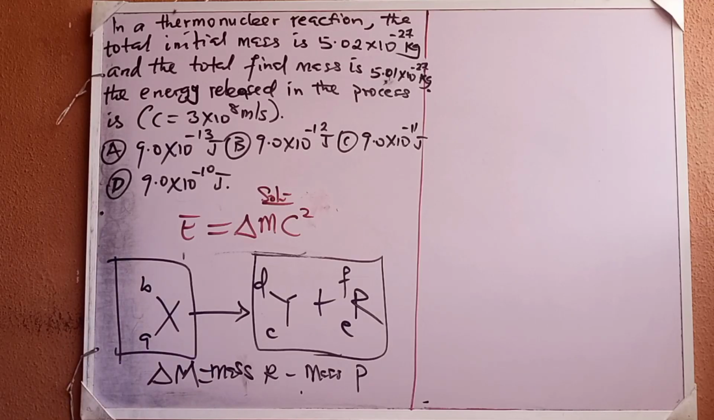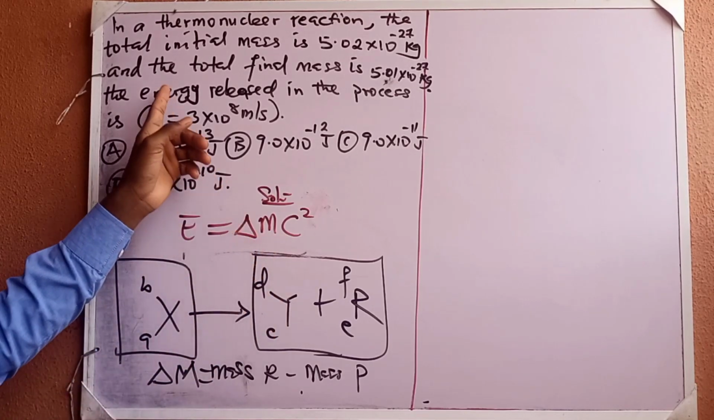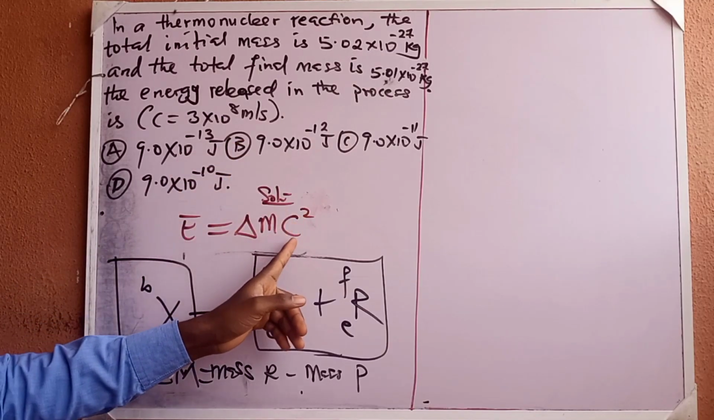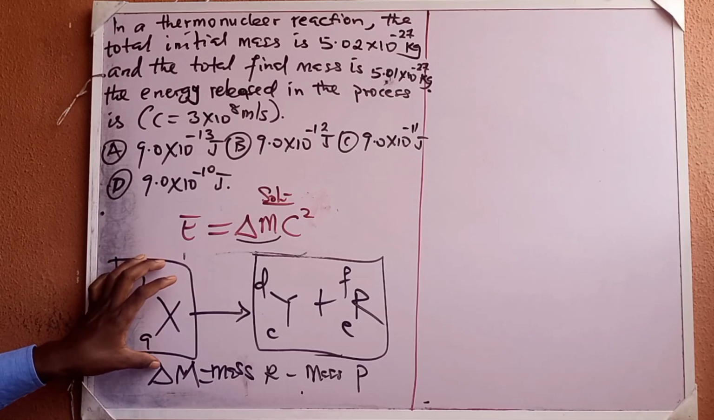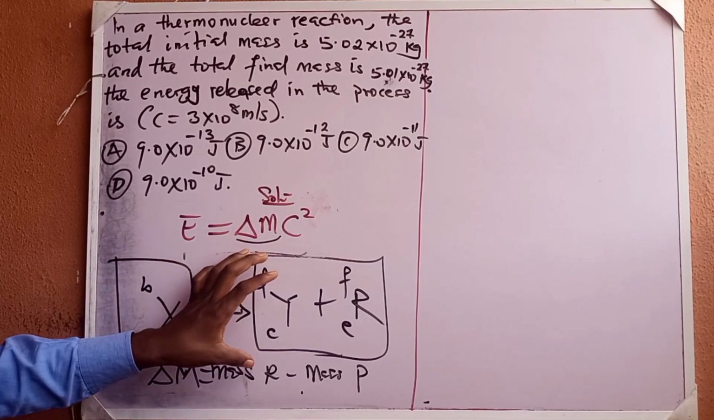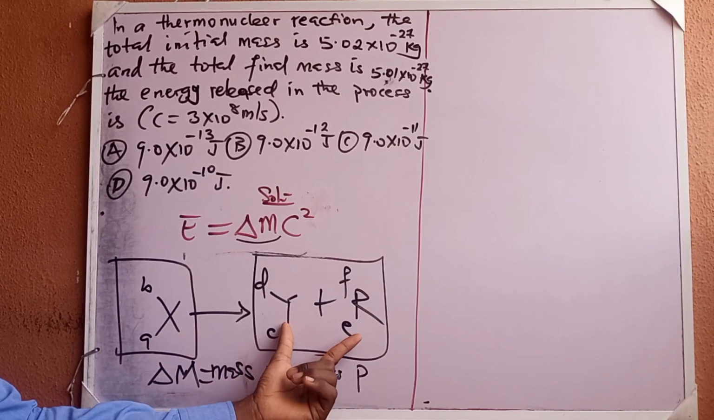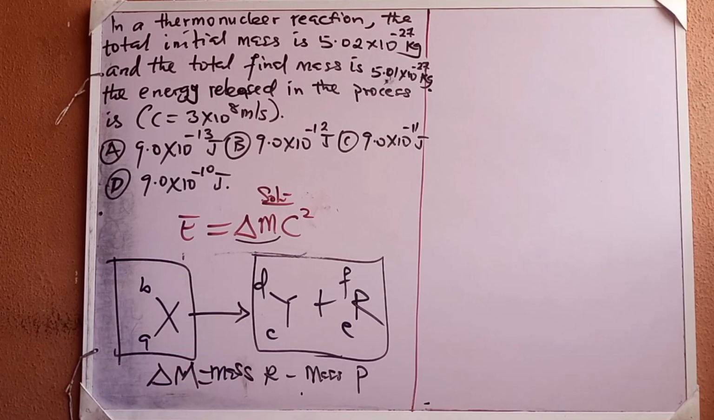In this video, we're going to use Einstein's equation to solve problems. So let's begin by understanding what Einstein's equation is all about. If you have a nucleus X decaying to give Y and R, the difference between the mass of X and the combined mass of the products gives you delta M, which is the mass defect. So let's look at how we apply this equation to solve problems.